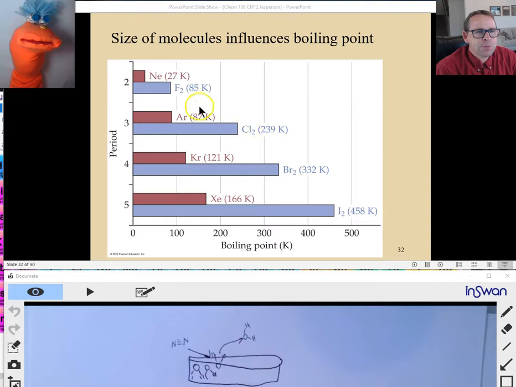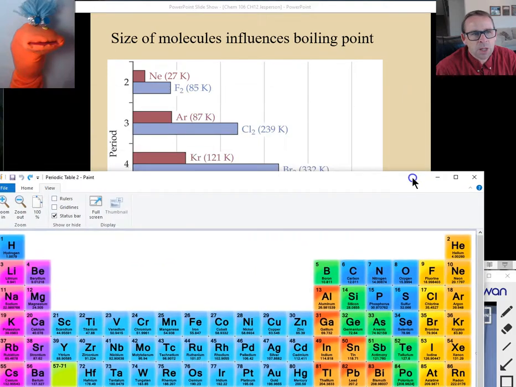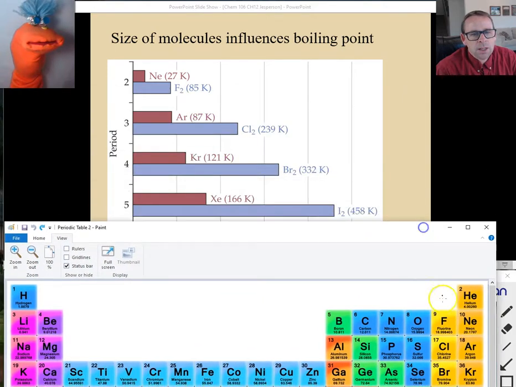Look at this. This is very interesting. See, neon boils at 27 Kelvin. Fluorine gas boils at 85 Kelvin. Argon, 87 Kelvin. And you can see the difference between neon and argon, right? Now let's bring up the periodic table so we can kind of reflect on this while we're talking about it. Neon and argon, these are noble gases, right? And neon as a gas is just Ne, it's not Ne2, right?